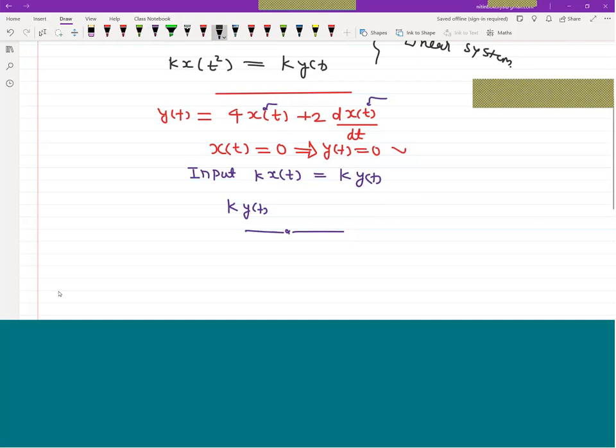Let's take one more example. y(t) equal to t to the power x(t). So when x(t) is equivalent to 0, when input is approaching 0, y(t) is approaching 1. The system is not initially relaxed, not a relaxed system, that's why it is a non-linear system. All initially relaxed systems can be linear systems, but this is not initially relaxed, that's why non-linear system.